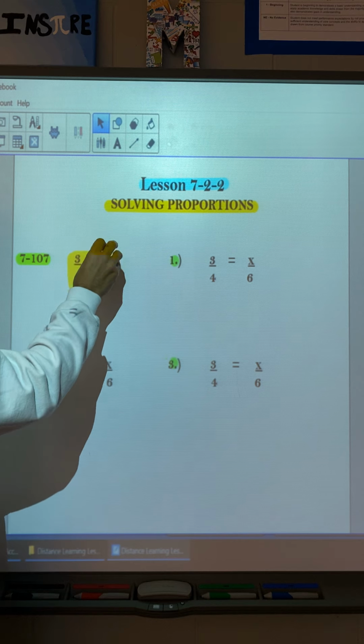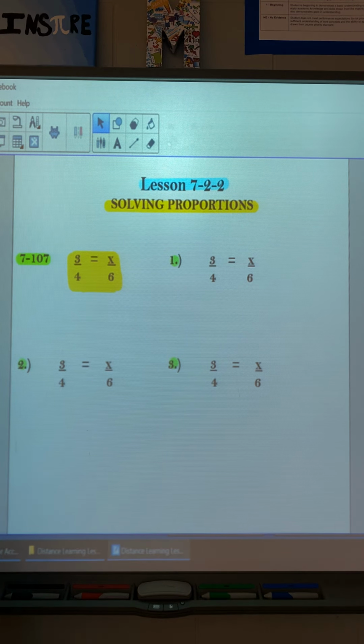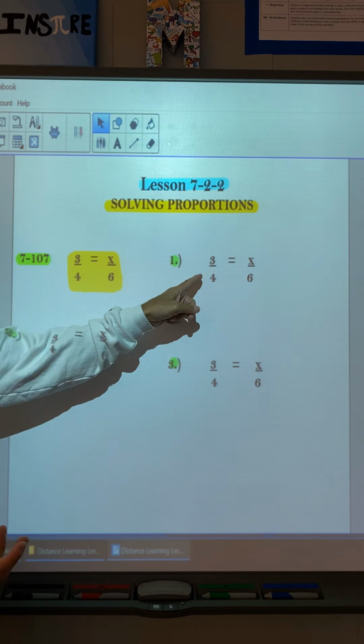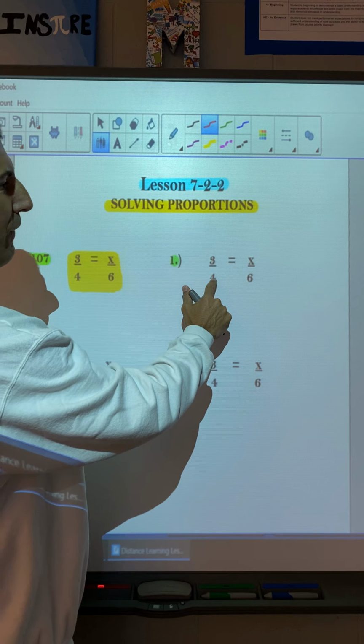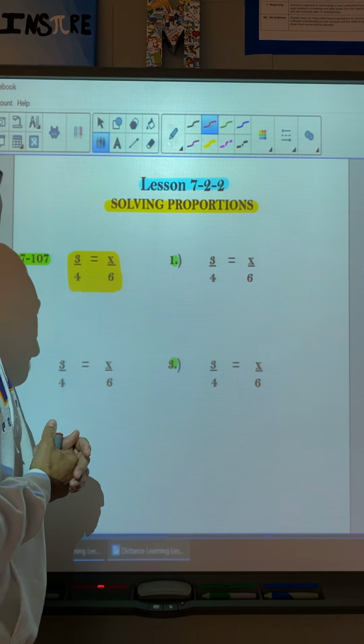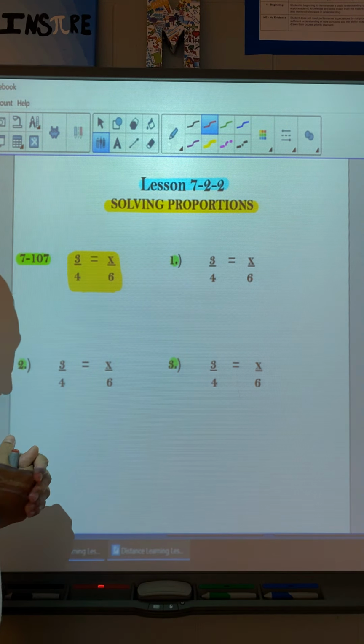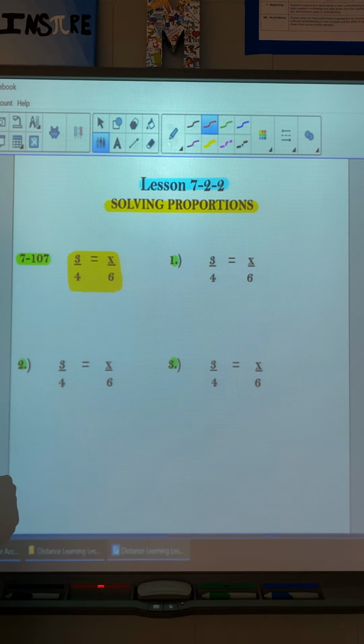3/4 is equal to x over 6. I'm going to show you three different ways that we can solve this. So let's do the first one. I'm noticing that 4 doesn't go nicely into 6. That's not a good relationship.